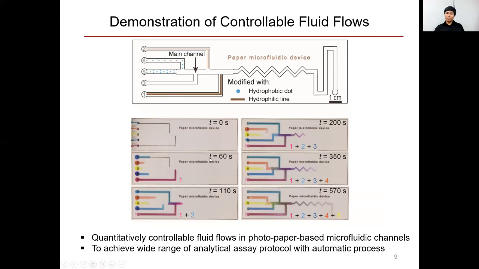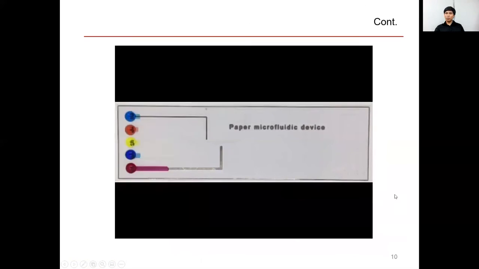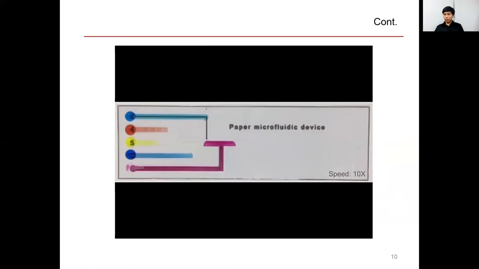Based on the time sequence here, we can see at 60 seconds, the channel 1 sample arrives at the main channel. And then the last one is channel number 5, the yellow color, which arrives last. You may see in the video here, it's 10 times faster, and you can see the samples are sequentially delivered to the main channel.